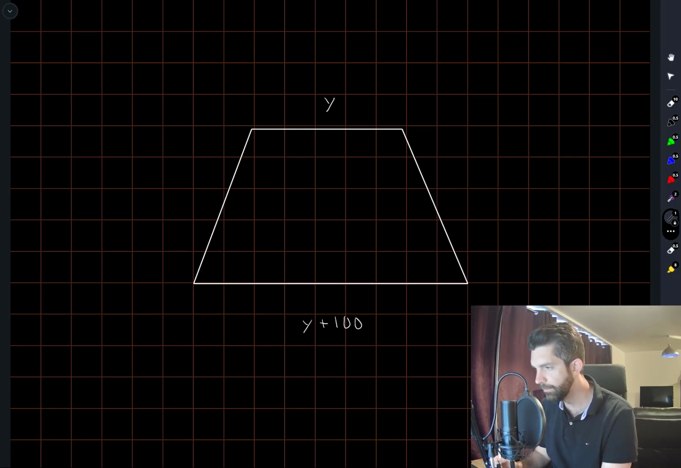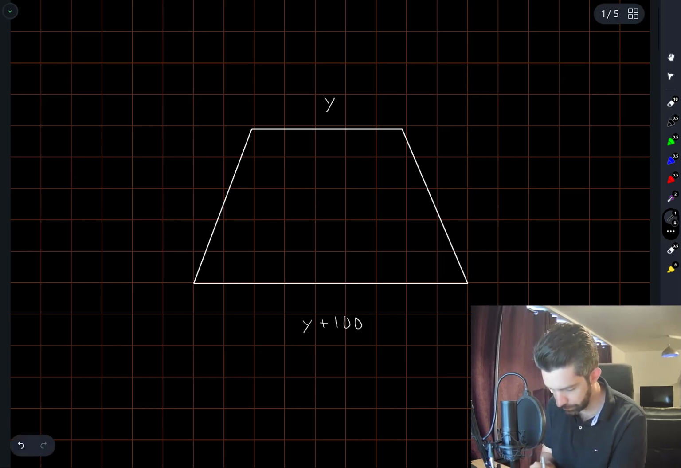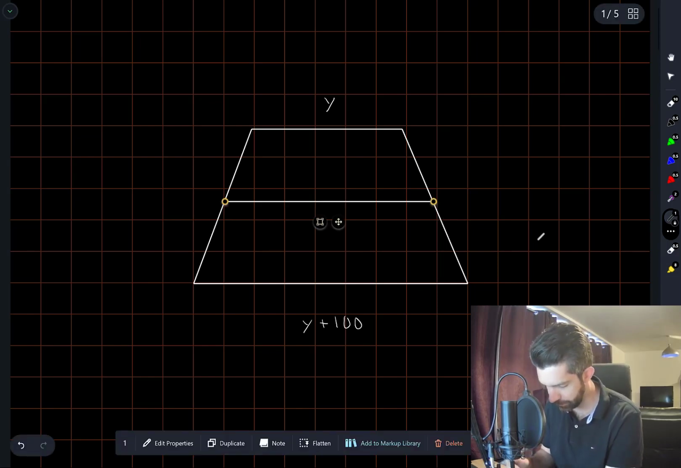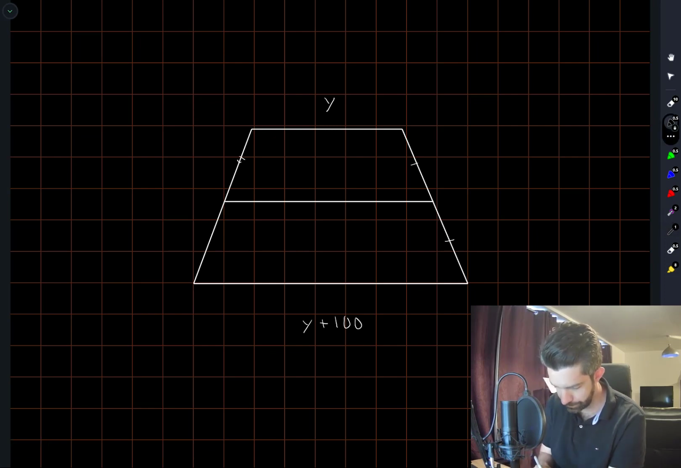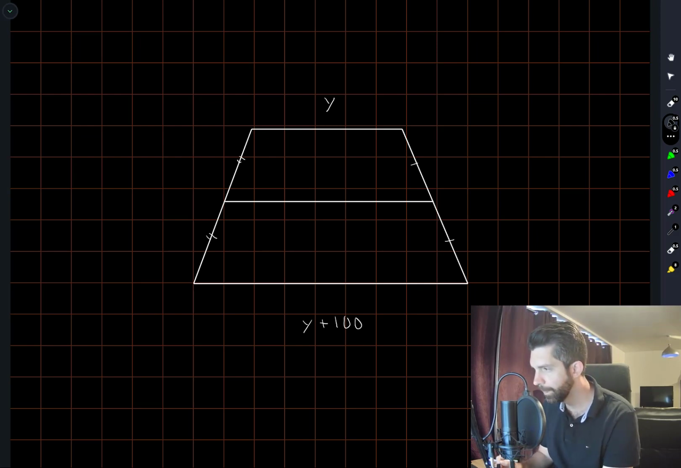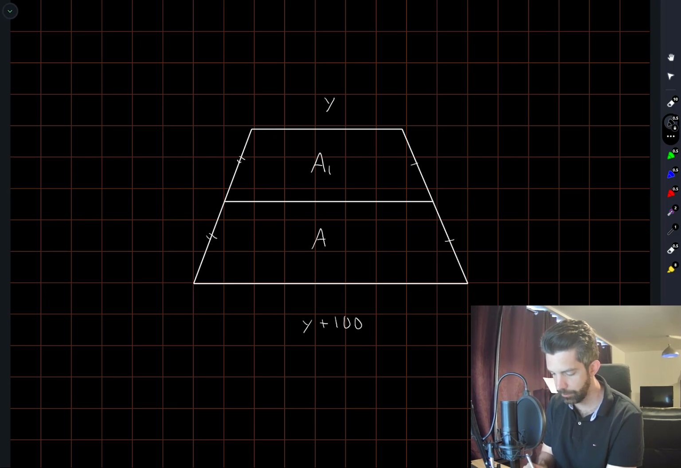The segment that joins the midpoints of the legs, so we'll call that this. These are the midpoints. Divides the trapezoid into two regions whose areas are in the ratio 2 to 3. So if this is A1 and this is A2, then A1 over A2 is equal to 2 over 3.